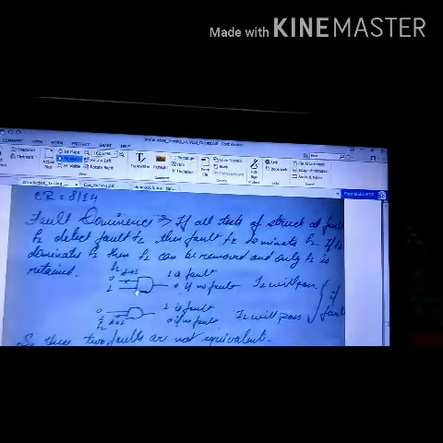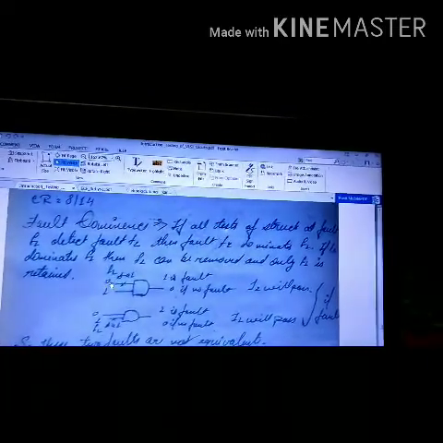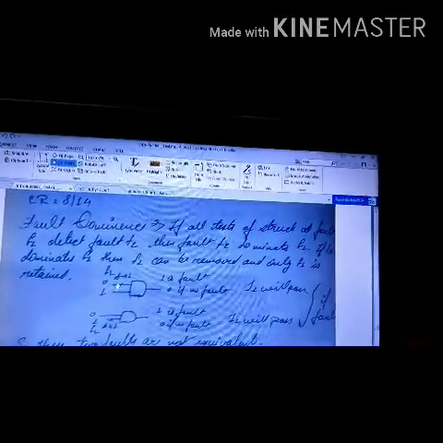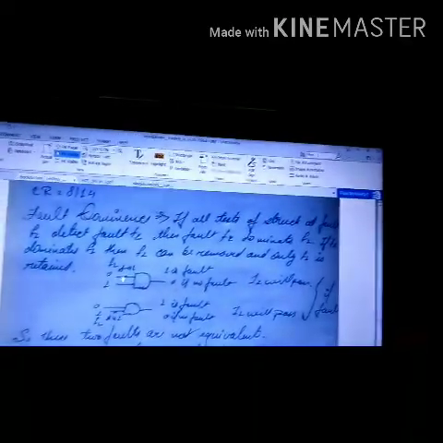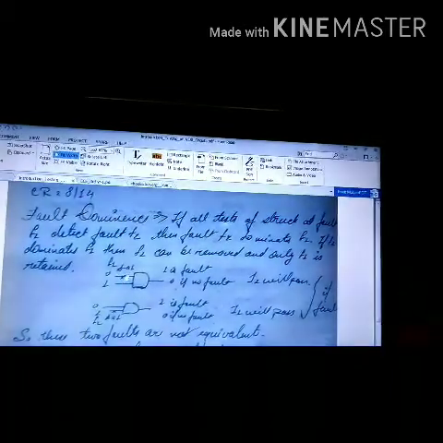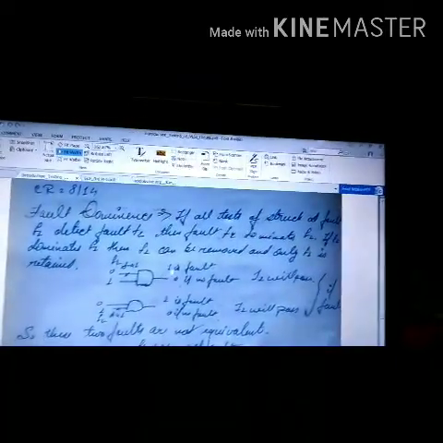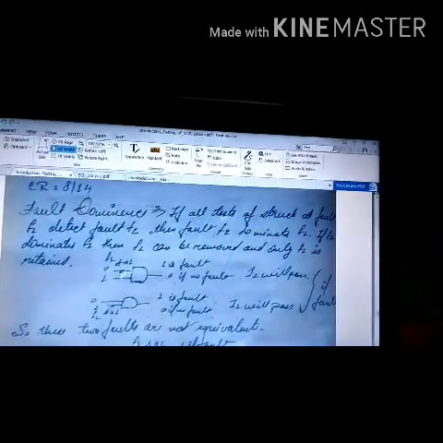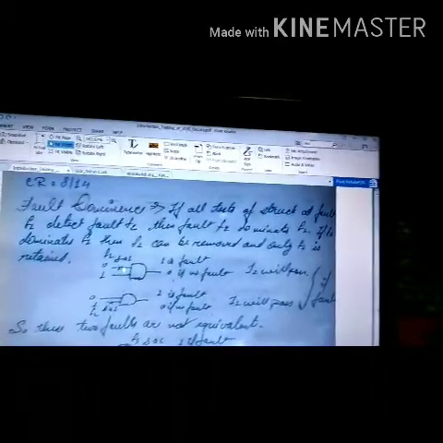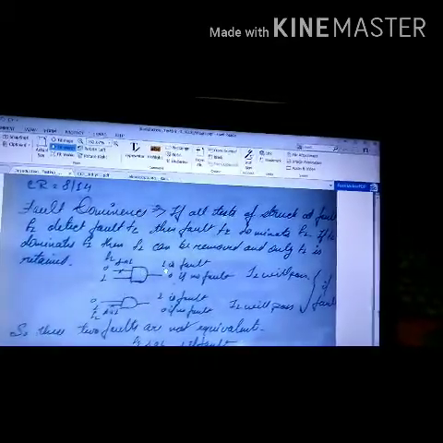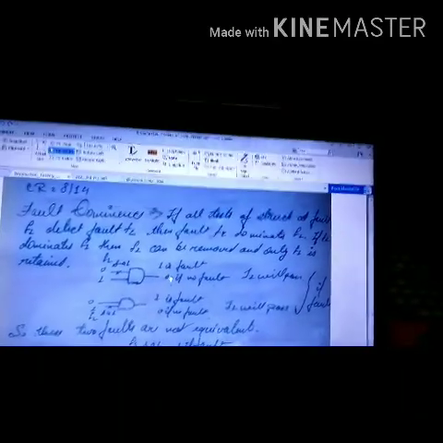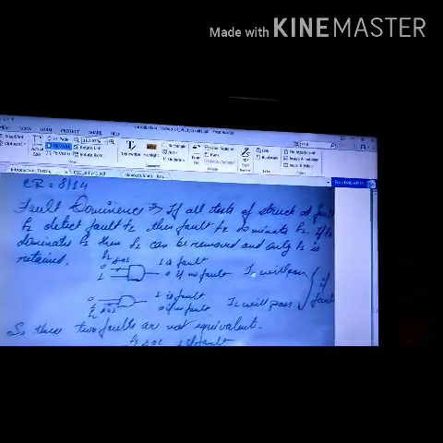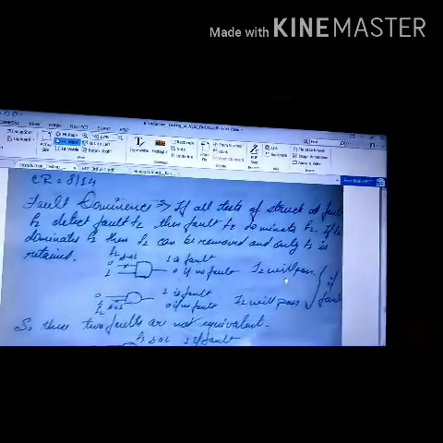Suppose I have an AND gate to which I have applied a pattern 0 and 1, and this input is stuck at 1. Suppose this is my fault 1, stuck at 1. So what will happen if the circuit is faulty? If I am considering the stuck-at 1 fault here, then 1 will be the output when there is a fault and 0 will be the output if there is no fault. So input 2 will be passed on.